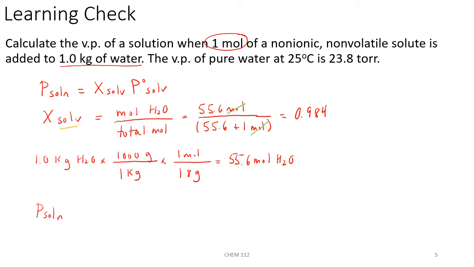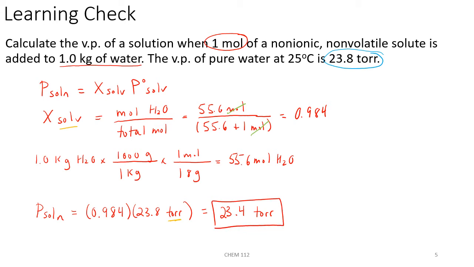So the vapor pressure of our new solution will equal our mole fraction, 0.984, times the vapor pressure of our pure solvent. We were told the vapor pressure of water is 23.8 torr. So when we multiply them, since mole fraction is unitless, our units for the vapor pressure of our solution will be in torr as well. And that gives us 23.4 torr.